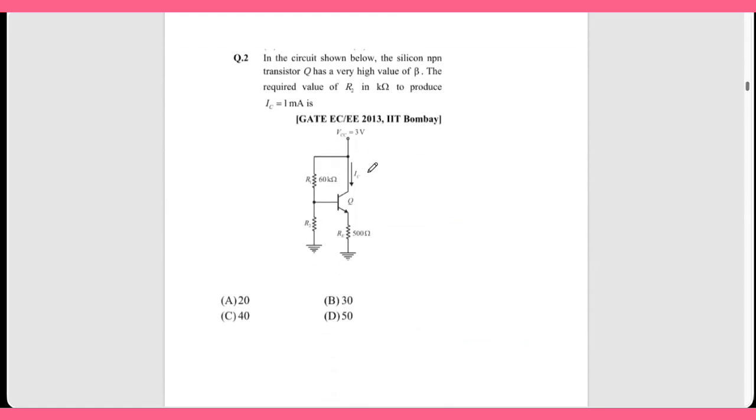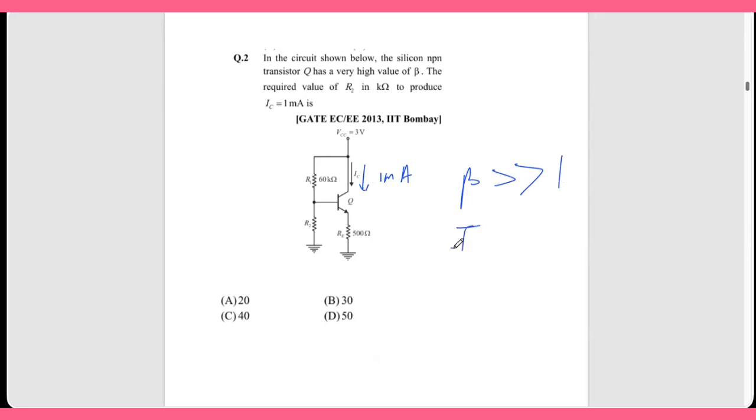In the circuit shown below, the silicon NPN transistor Q has a very high value of beta. The required value of R2 in kilo ohm to produce 1 milliamp. So IC is taken as 1 milliamp. Now let us assume IC as 1 milliamp. And they are saying beta is very high, very much greater than 1.